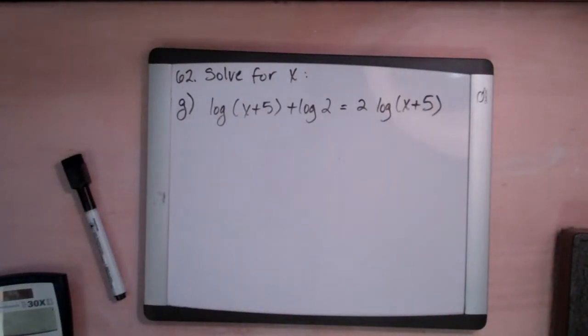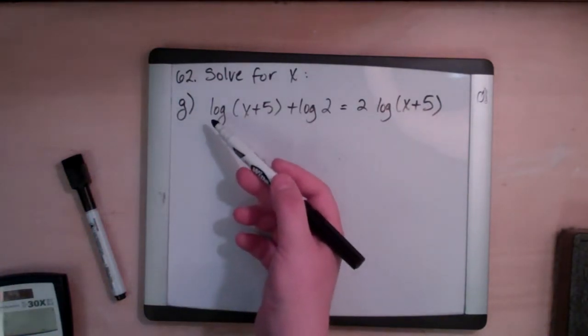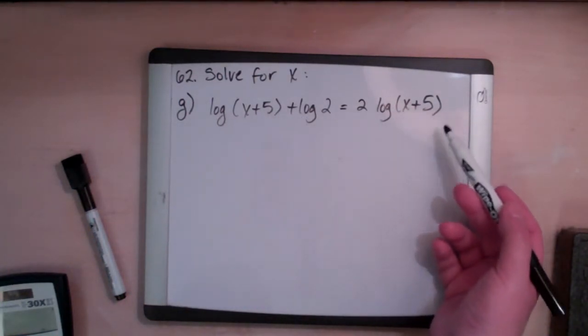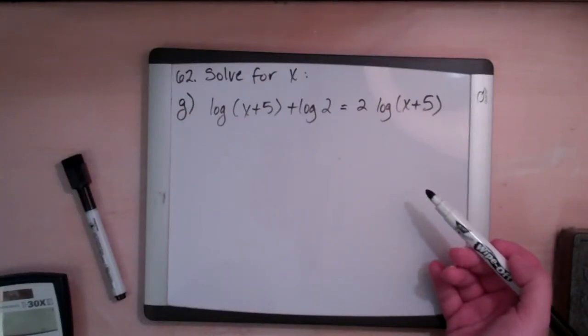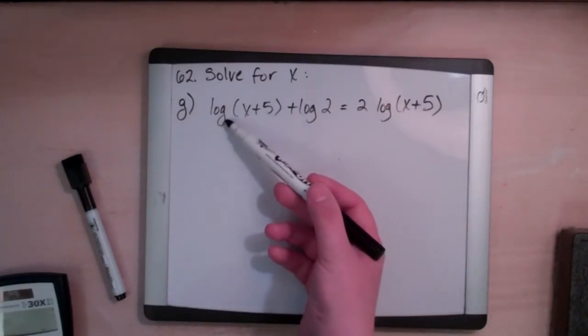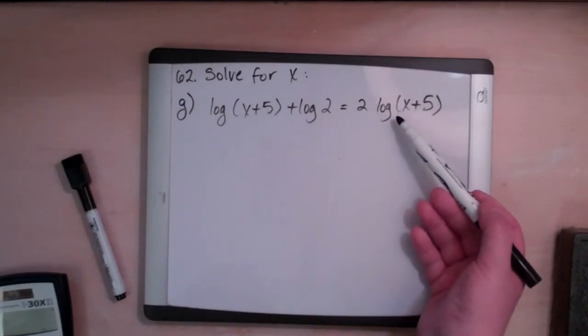Alright, let's get started with this problem. Now, when I look at this problem, it can seem like quite a jumble right at first, but the first thing that I look for are the bases here. There's no base specified. That means it's common log. That means the base is 10.